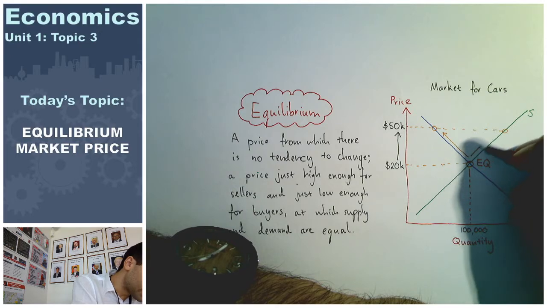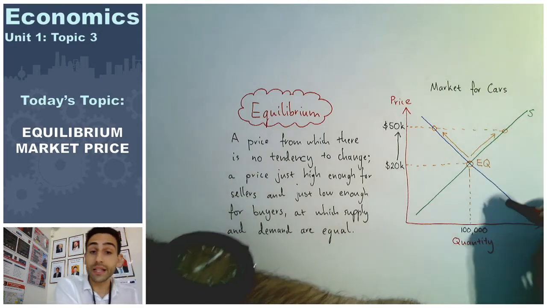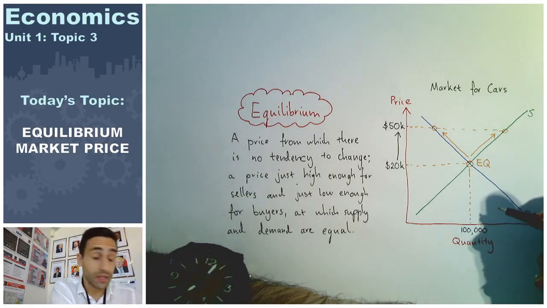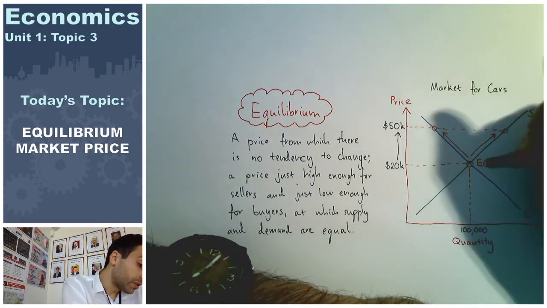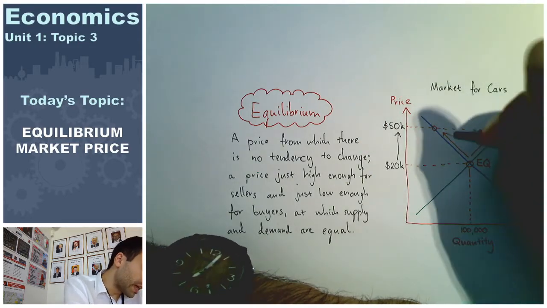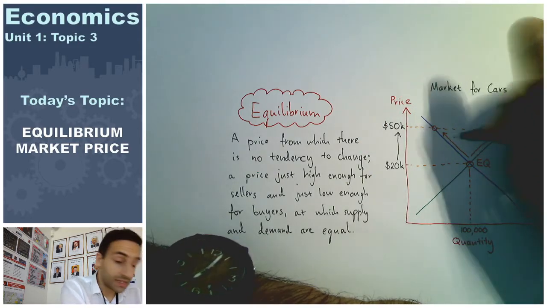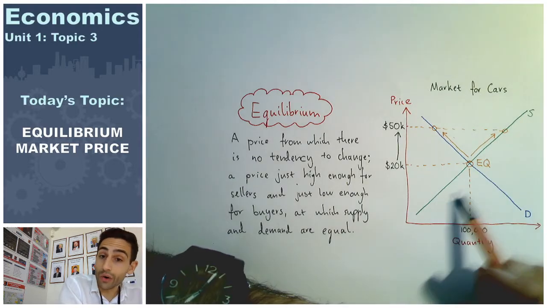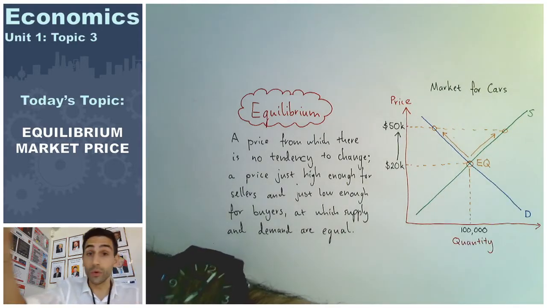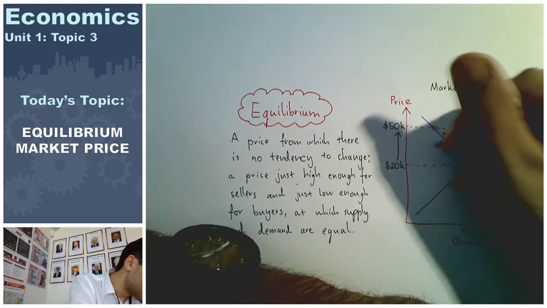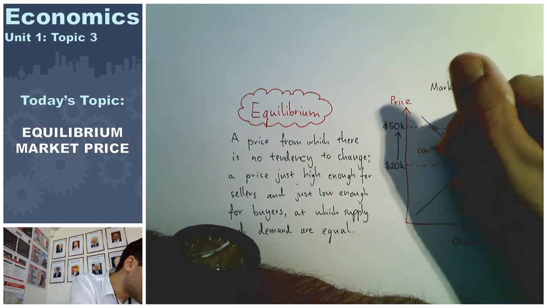So when price goes up, let's start with the movement in demand. When price goes up, we see that quantity demanded has actually gone down. We can't afford to buy as many cars. So we call that a contraction in demand.